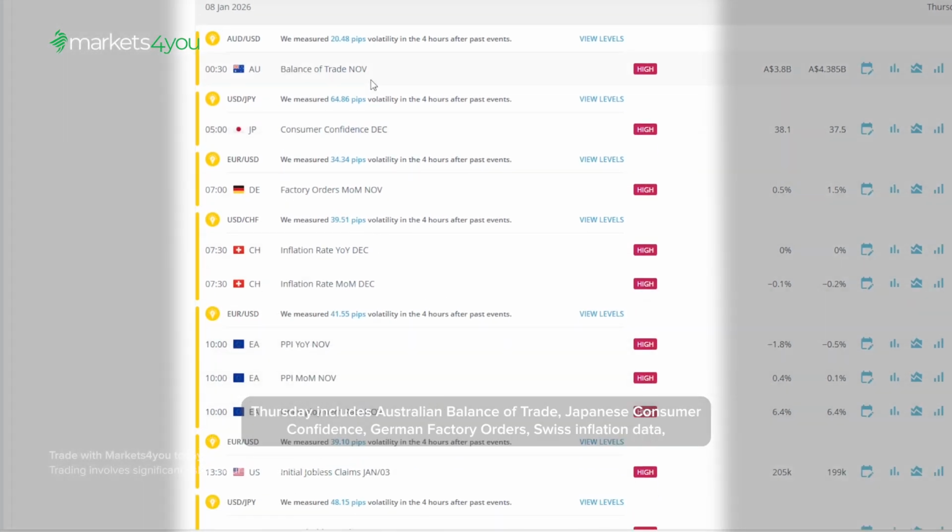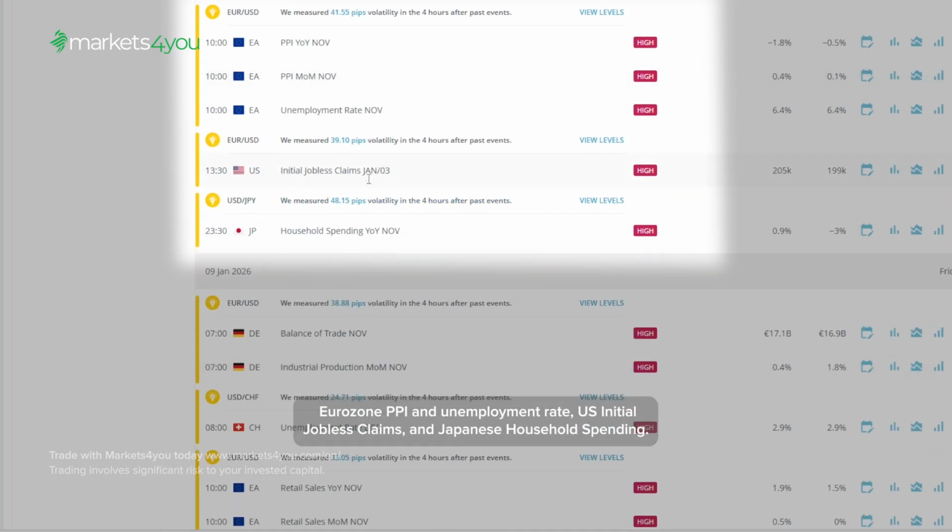Thursday includes Australian balance of trade, Japanese consumer confidence, German factory orders, Swiss inflation data, Eurozone PPI and unemployment rate, US initial jobless claims, and Japanese household spending.